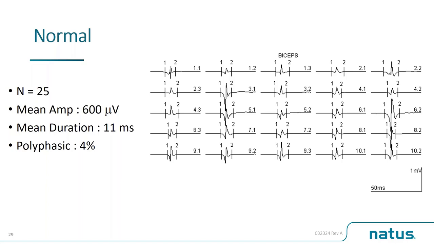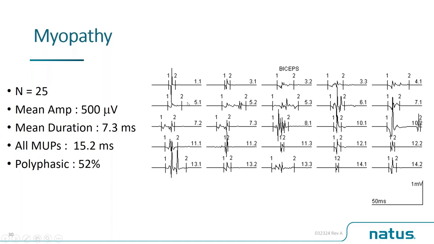This is an example of multi motor unit analysis in a normal muscle, 25 potentials. You can see the mean amplitude, duration, percentage of polyphasic. This is how it looks in myopathy. And as I indicated, you get a lot of variation in the signal. You can get high amplitude, very narrow potentials. You can get low amplitude potentials, something like this over here. You can get very complex waveforms. You can get long potentials.